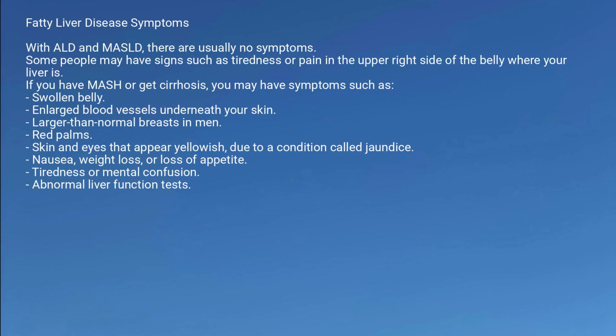Fatty liver disease symptoms. With ALD and MASLD, there are usually no symptoms. Some people may have signs such as tiredness or pain in the upper right side of the belly where your liver is. If you have MASH or get cirrhosis, you may have symptoms such as swollen belly, enlarged blood vessels underneath your skin, larger than normal breasts in men, red palms, skin and eyes that appear yellowish due to a condition called jaundice, nausea, weight loss or loss of appetite, tiredness or mental confusion, abnormal liver function tests.